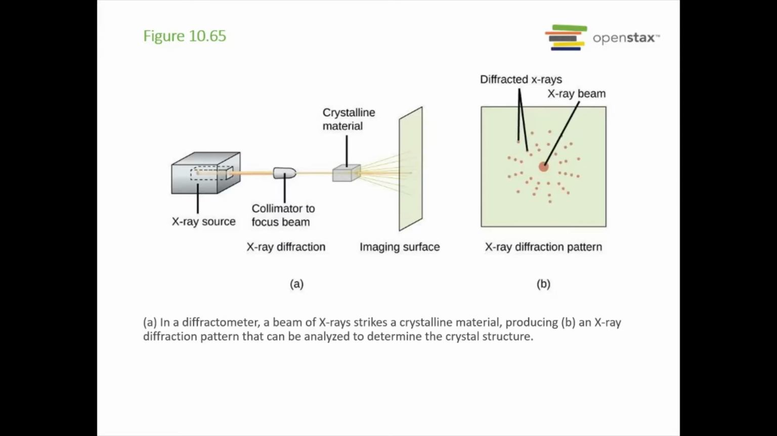So we use what's called a diffractometer. It's going to send the beam of X-rays to the crystalline material, and then the image surface shows the diffracted X-rays, giving a diffraction pattern that we can analyze to figure out structure.